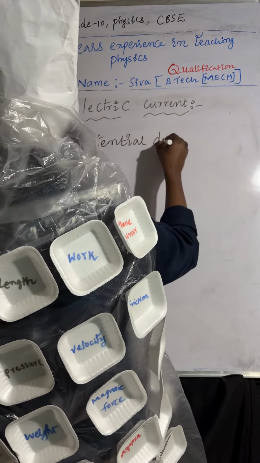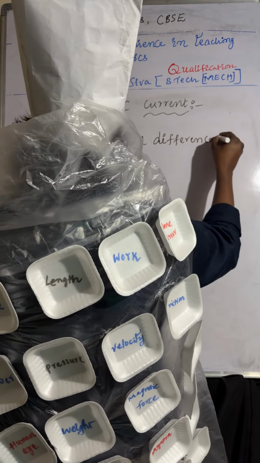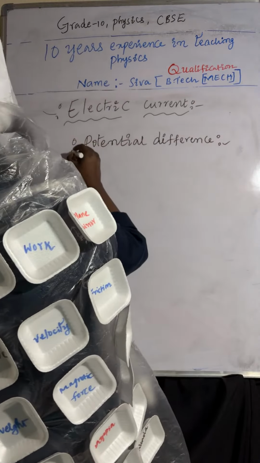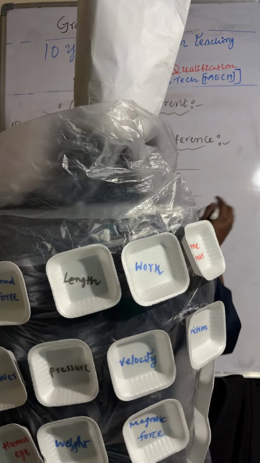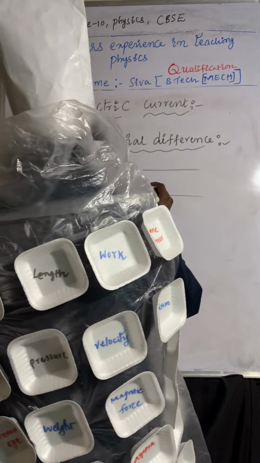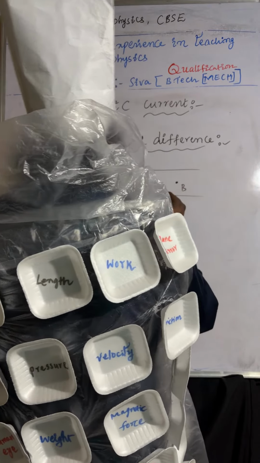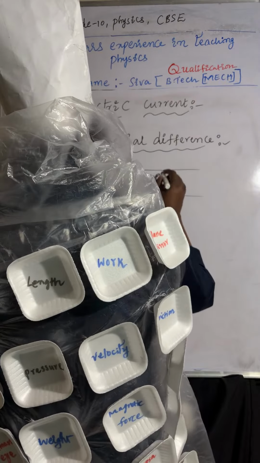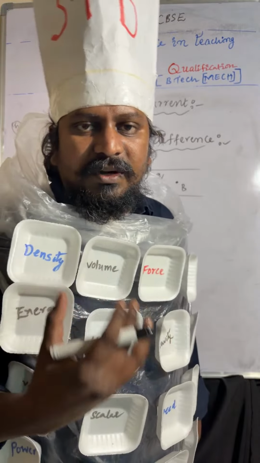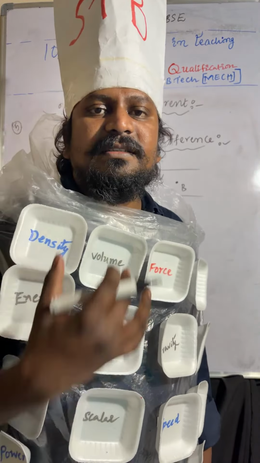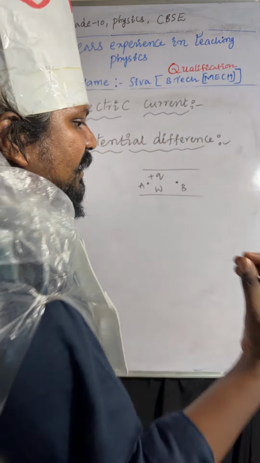What is the potential difference? Potential difference is nothing but work done to bring unit positive charge. I am taking this conductor. This is point A and this one is point B. This is the positive charge. So we are doing some work to bring unit positive charge from one point to another point within the conductor.